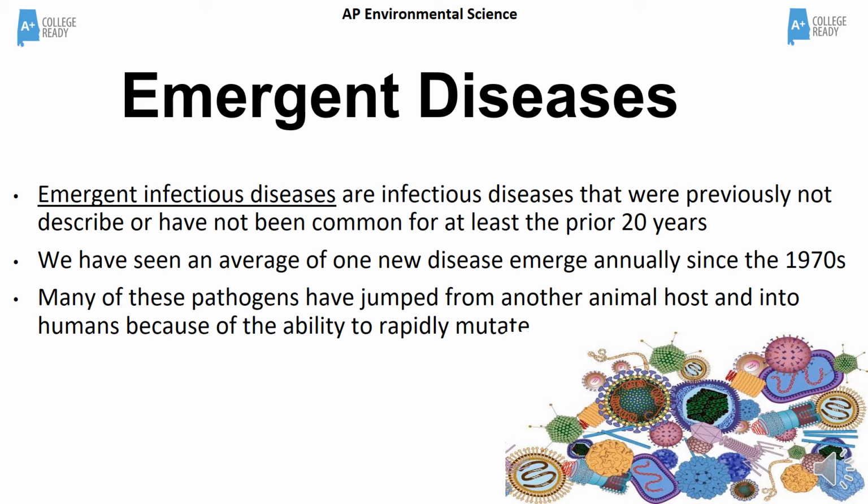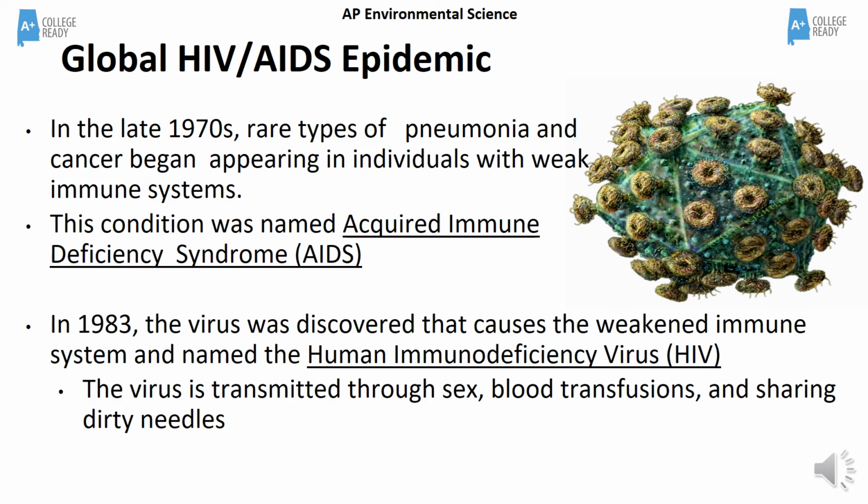Emergent infectious diseases are infectious diseases that were previously not described or have not been common for the last prior 20 years. We've seen an average of one new disease emerge annually since the 1970s. Many of these pathogens have jumped from another animal host and into humans because of the ability to mutate.